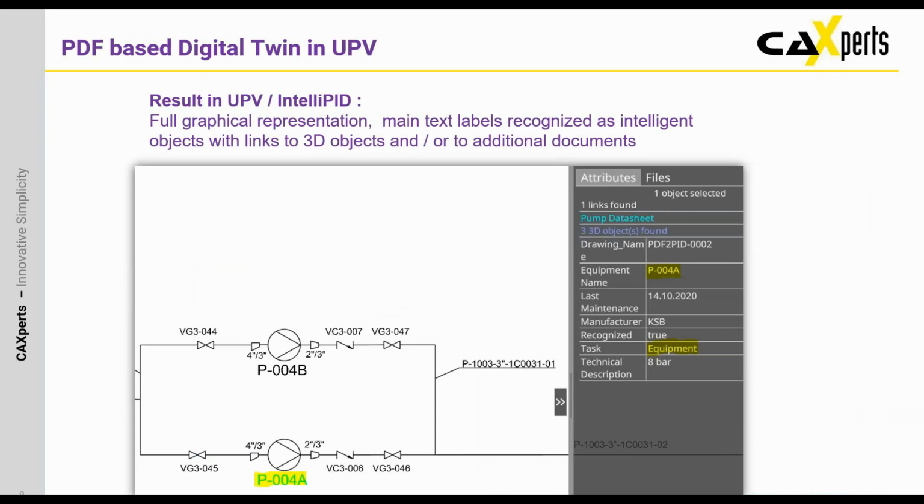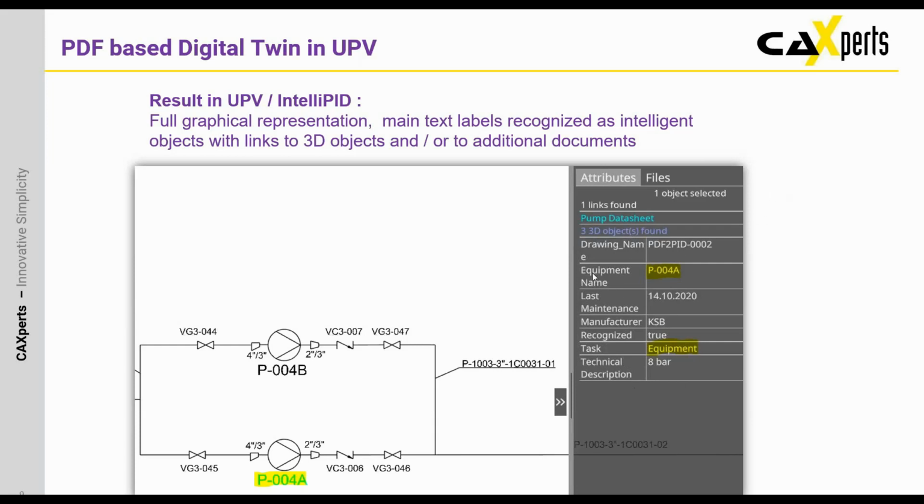Okay, now I will talk in a few slides about the results that you get from this conversion. So as you see, within UPV, you have the graphic, and also you have all those texts. And if you click on the item tag of the pump, for instance, the P004A, you will have access to the attributes which come from the PDF PID adapter, but also to the attributes which were created by the builder if an SDK was used.